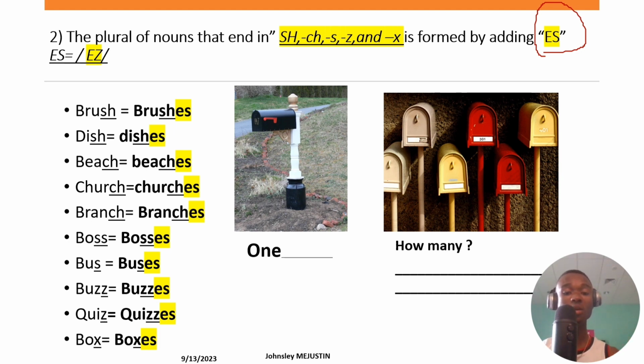Okay, so this is a mailbox. We have one mailbox, but now we don't say six mailbox because it's more. You need to add that es. Okay, so 1, 2, 3, 4, 5, 6. One mailbox, six mailboxes. Plural.